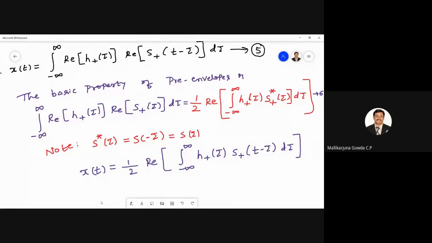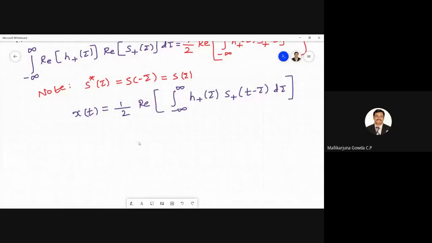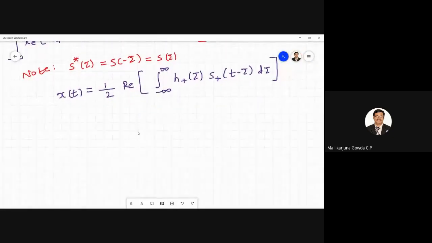Yeah. So now let me substitute the value of h plus of tau as well as s plus of t minus tau. So we know now how we express the pre-envelope of the signal in terms of the complex envelope. Any one of you can say how do we express the pre-envelope of a given signal in terms of its complex envelope? Yes, what is the expression I wrote? s plus of t is equal to s tilde of t into e power j2 pi fc t. Remember that equation?